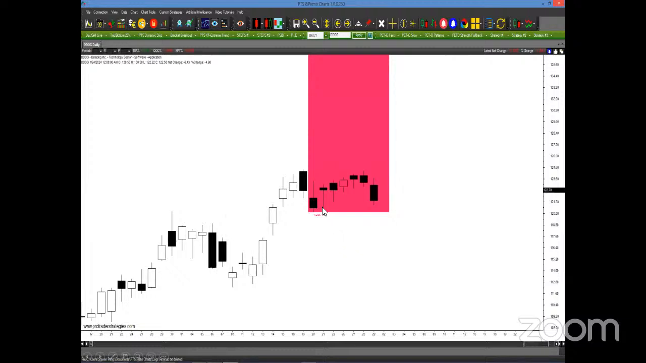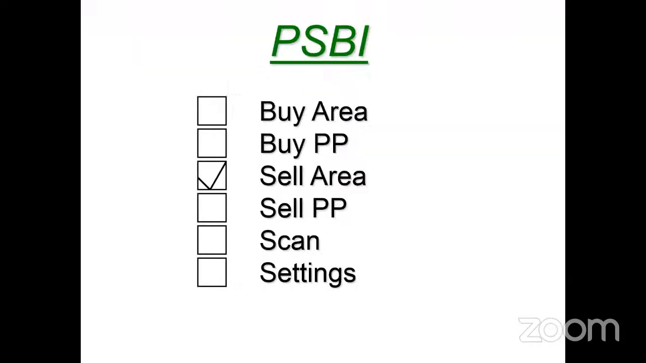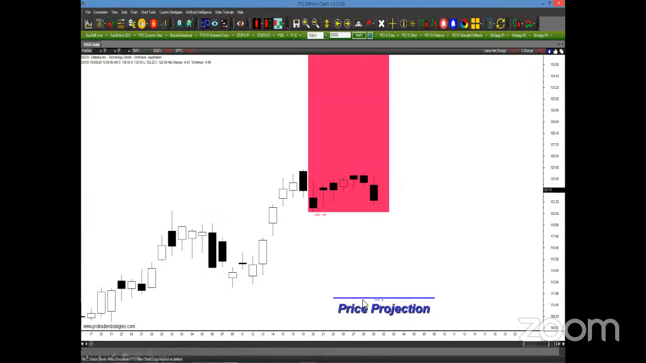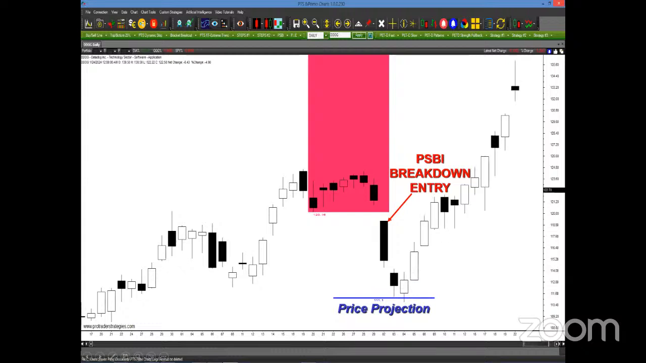In DDOG, once again, you have the red seller's block, but we haven't been triggered yet. Click on PSBI, click on sell area, and we see that it's down here. If you decided to take this, you have roughly about a 9-point gain. Look what happened. In 3 days, it hit the PSBI price projection and was making new highs 2 weeks later.